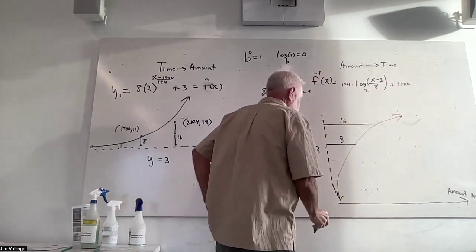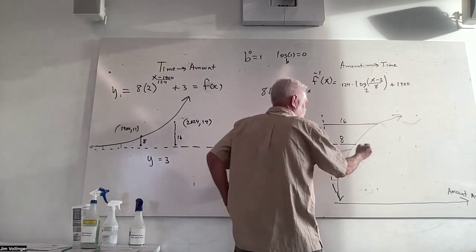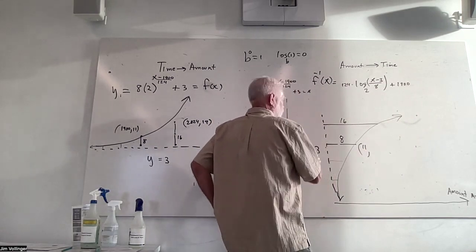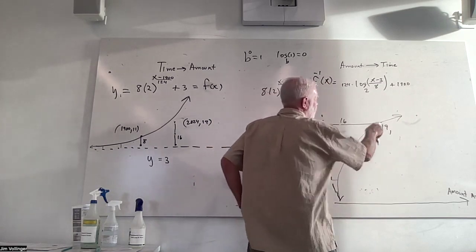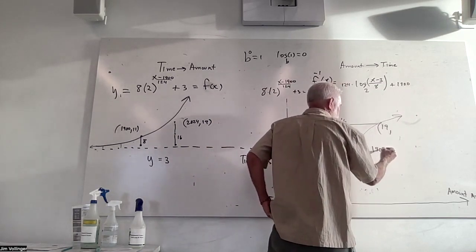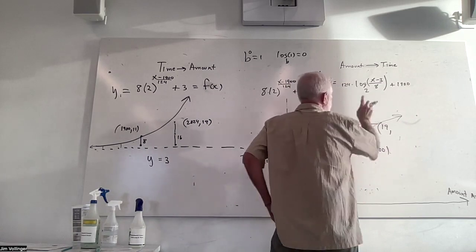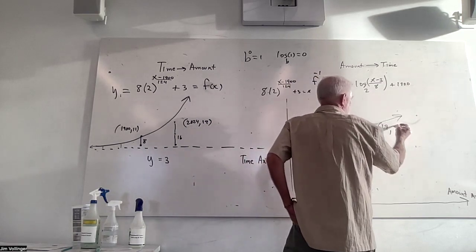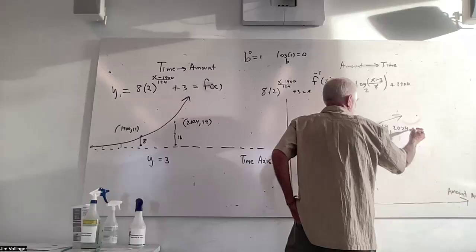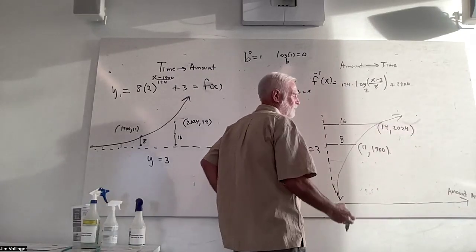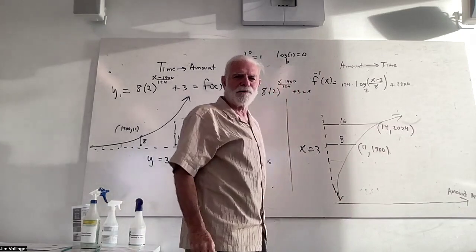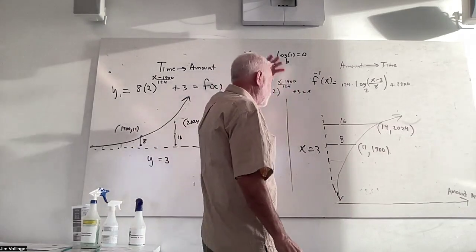All right, and now we can see that 3 plus 8 is 11. 3 plus 16 is 19. And if I put 11 in, I'm going to get 1900. We'll show you why in a minute. And if I put in 19, I'm going to get 2024. All right, and now I'm going from amount of population in the Petri dish to the year. Well, we don't look at years' worth of growth for Petri dishes, but hopefully you get the gist.